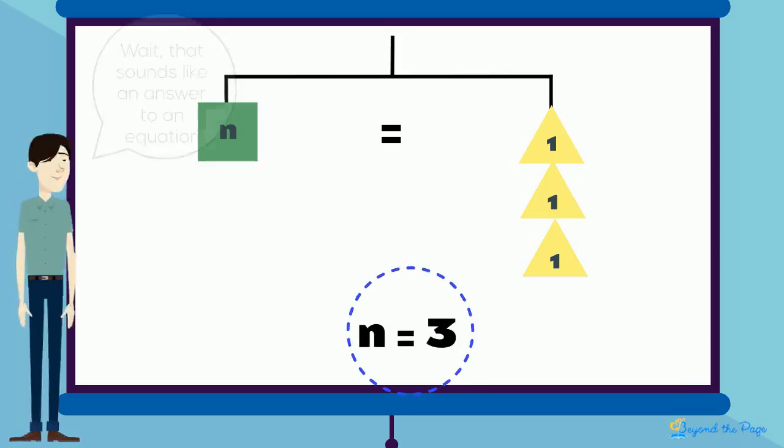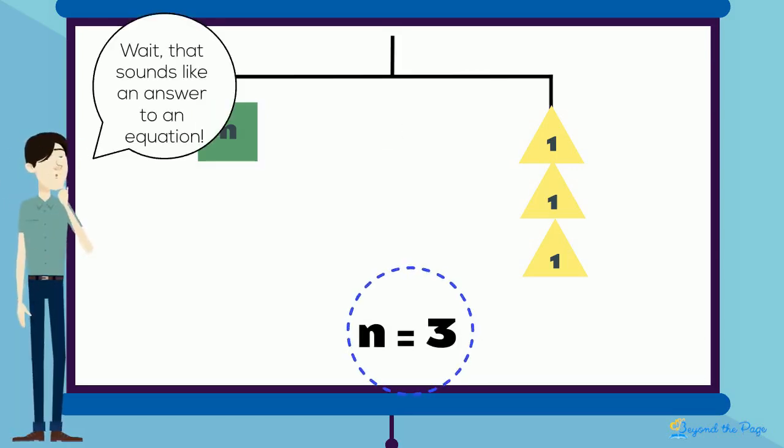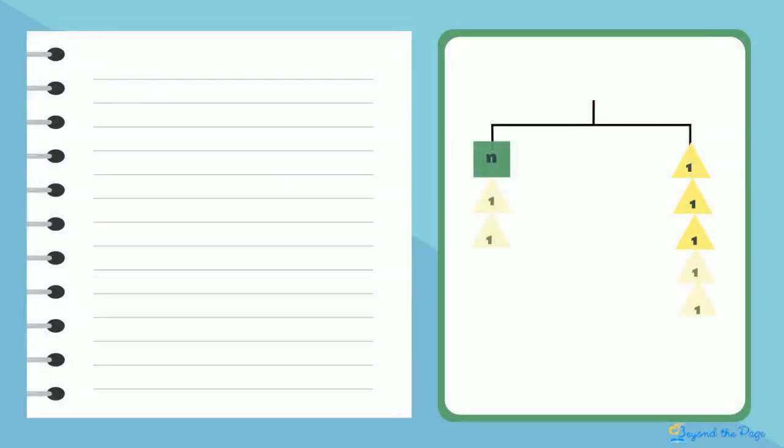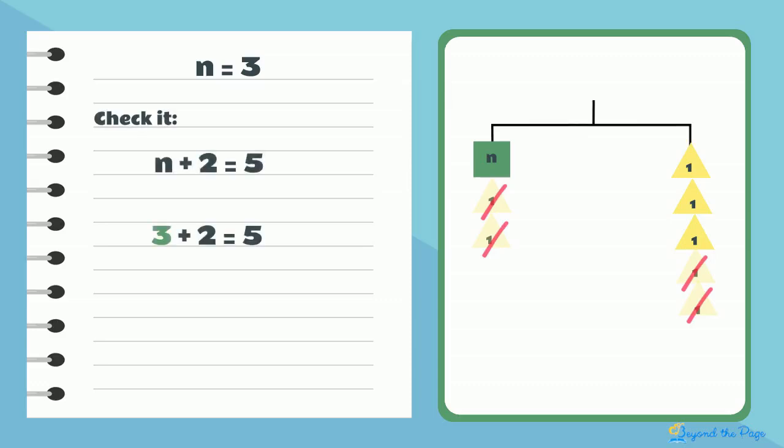Wait, that sounds a lot like the answer to an equation? Good thinking. It is. By doing the same action to both sides of the hanger diagram, you were able to solve the equation and find the value of the variable. You can check your solution, n equals 3, by substituting the value back into the original equation.